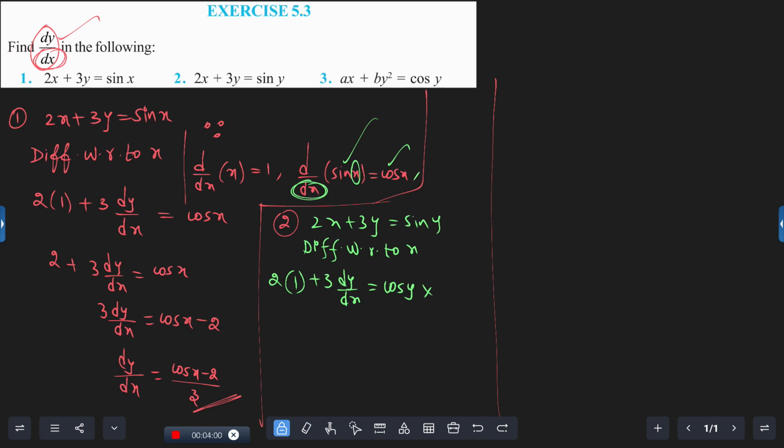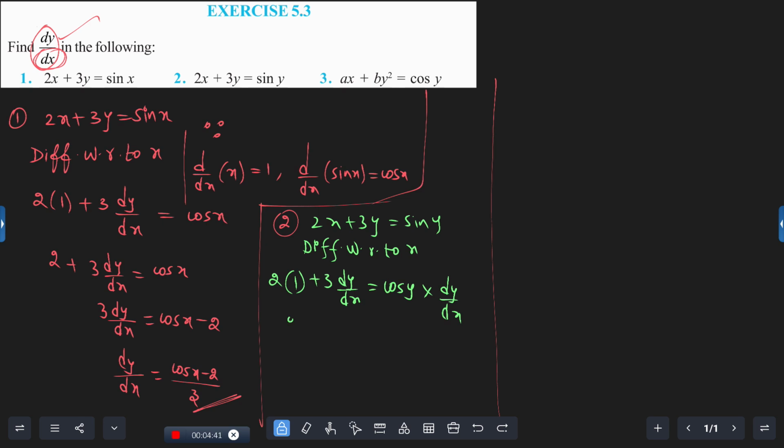But in the second question, what is given? Sin y. The derivative of sin is cos, and the angle is y here. The derivative of y here is dy by dx. Once again listen: the derivative of sin x is cos x, and again the derivative of x is 1, so there was no issue in the previous question. But in the second question, sin y is given. The derivative of sin is cos y, and the derivative of y is dy by dx. I hope you understand this step. Now we want to bring dy by dx fully to one side.